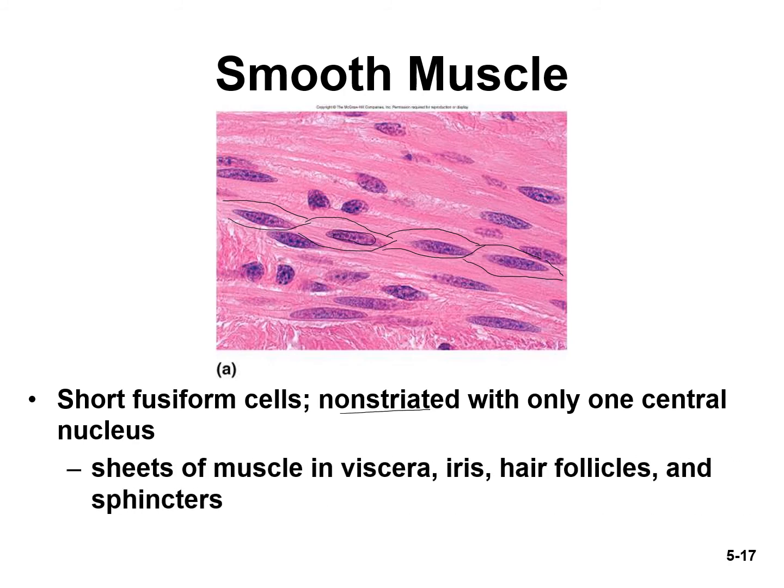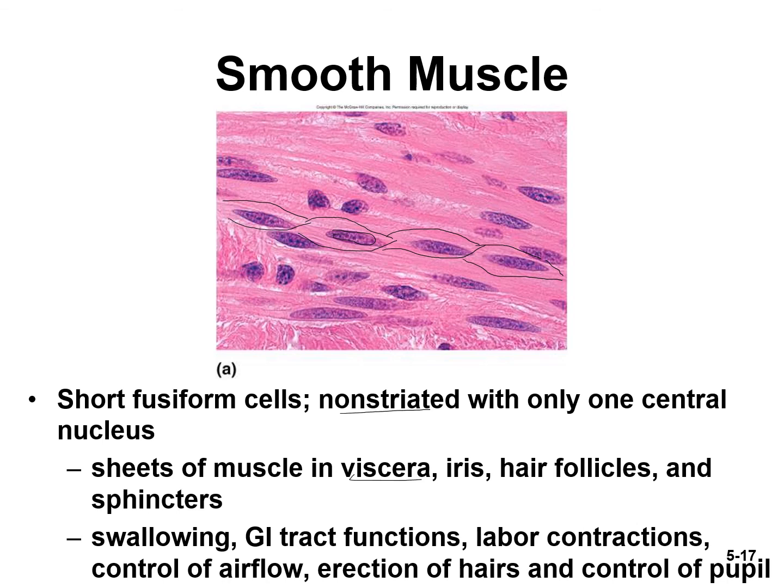Where do you find smooth muscle? You find it in sheets of muscle within the viscera, which refers to our internal organs, the iris of the eye, hair follicles, and sphincters, which control movement of material out of the body.